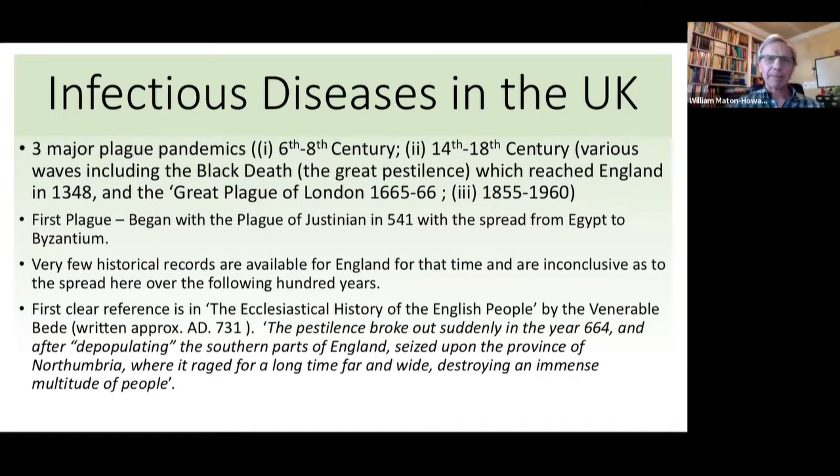The first plague, and we've seen that there are 3 major plague pandemics over the last 1500 years. The first of these was in the time of the Eastern Roman Emperor Justinian I. And this spread from Egypt to Byzantium in 571 AD. It's not clear if and when the spread occurred to the outer reaches of the Roman Empire, including England, until we see reference made by the Venerable Bede in his Ecclesiastical History of the English People.